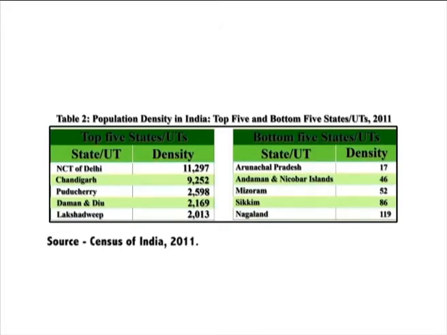The NCT of Delhi and Chandigarh have the highest population density in the country, while Arunachal Pradesh and Andaman and Nicobar Islands have the lowest. The population density of the top 5 and bottom 5 states and UTs is given in table 2. The population density in NCT of Delhi is 11,297 persons per square kilometer, followed by Chandigarh with 9,252 persons per square kilometer, as compared to merely 17 in Arunachal Pradesh.